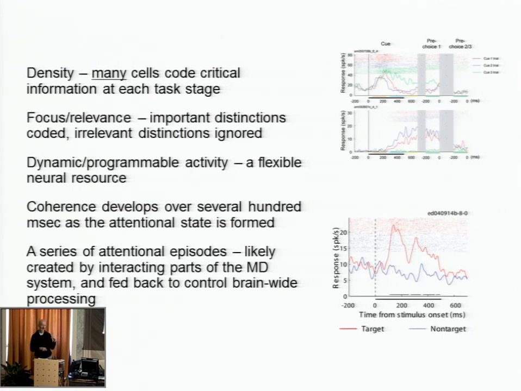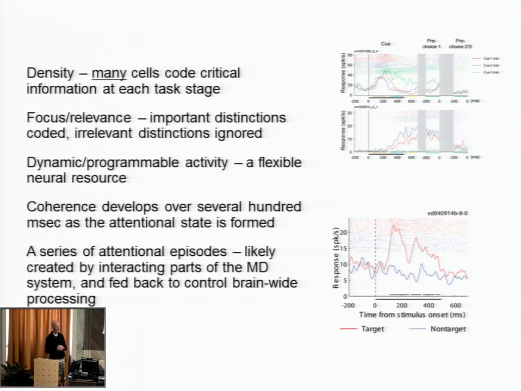In our experiment, we found around 30% of all cells in this large region of frontal cortex seem to show this selective response to the three different cues, even though these are completely arbitrary stimuli trained in a completely arbitrary task. That can only happen, of course, if activity in this part of the brain is being shaped by the particular requirements of the current behavior. As I have said, attentional focus and relevance.